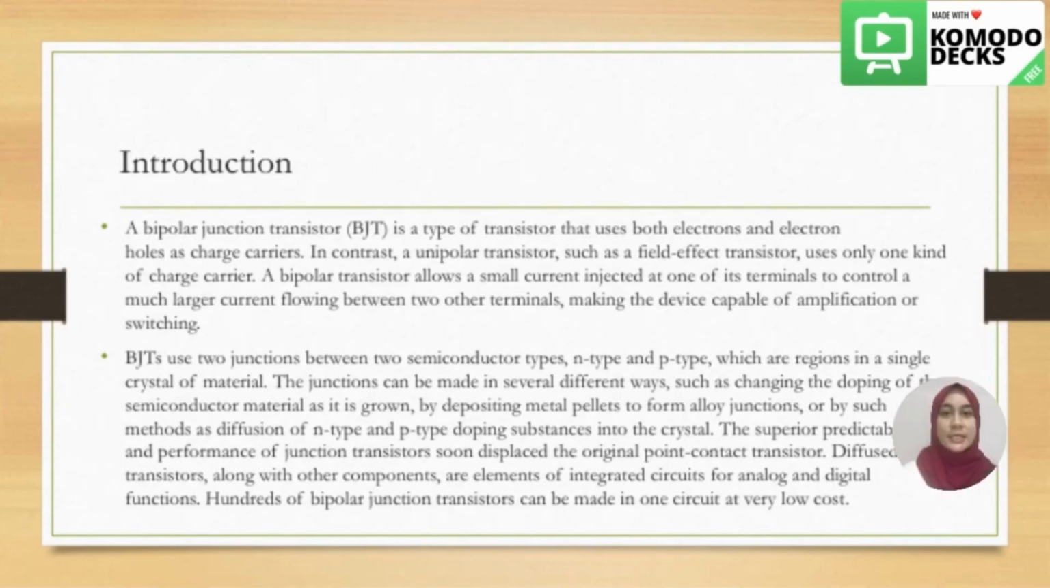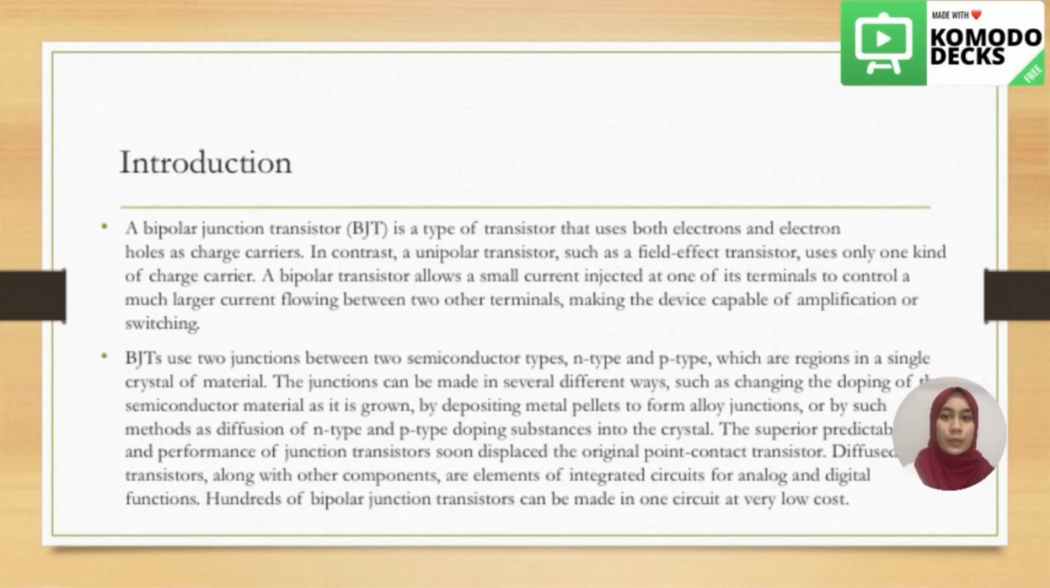BJT uses two junctions between two semiconductor types, N-type and P-type, which are regions in a single crystal of material. The junction can be made in several different ways, such as changing the doping of the semiconductor material as it is grown, by depositing metal pellets to form an alloy junction, or by such methods as diffusion of N-type and P-type doping substance into the crystal.